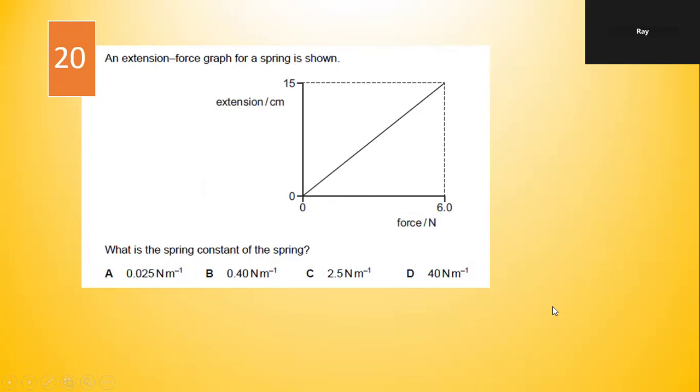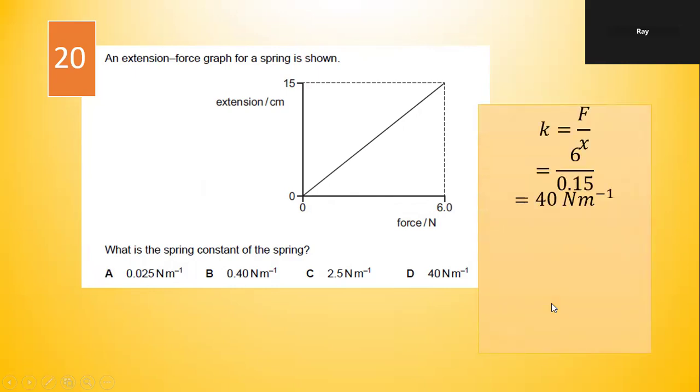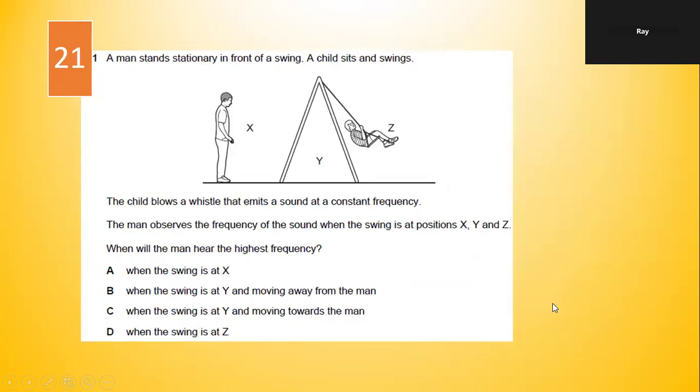Yep, double D. D, okay. This one. D is basically simple harmonic oscillation. The highest frequency is towards the mean, and when the swing is at Y. So what's your answer? C.